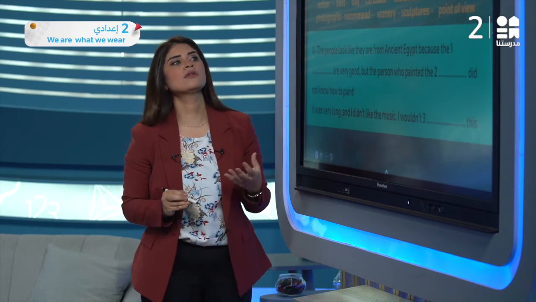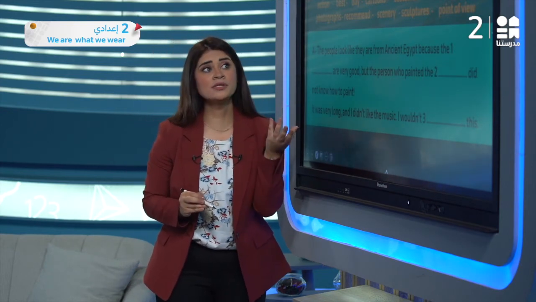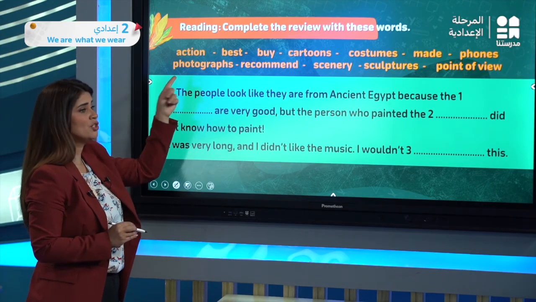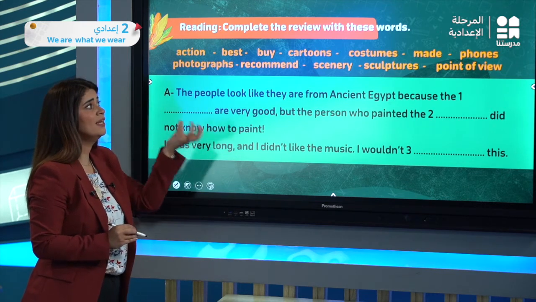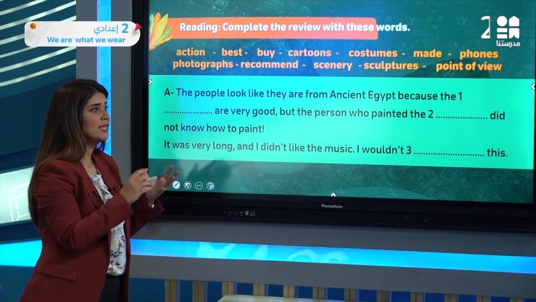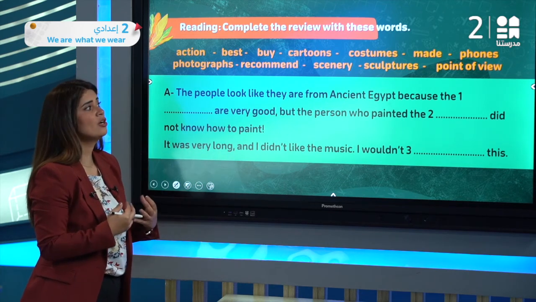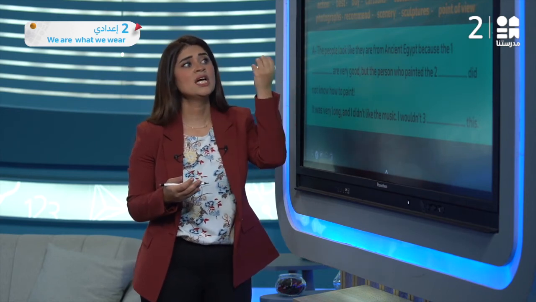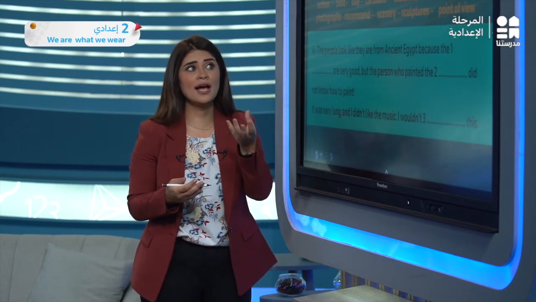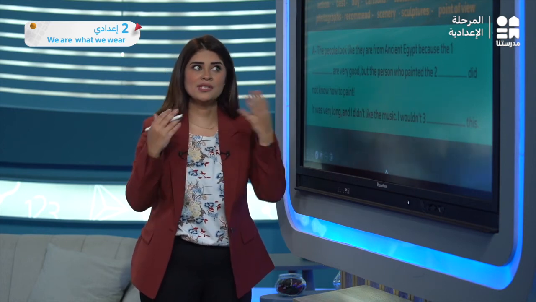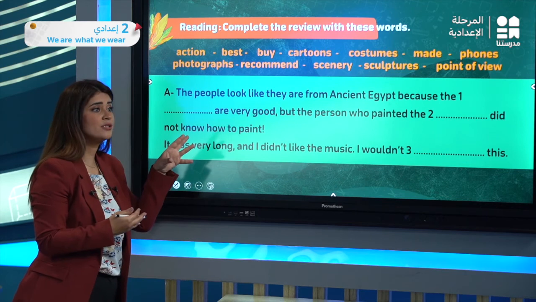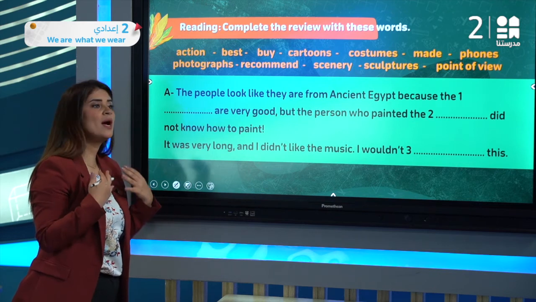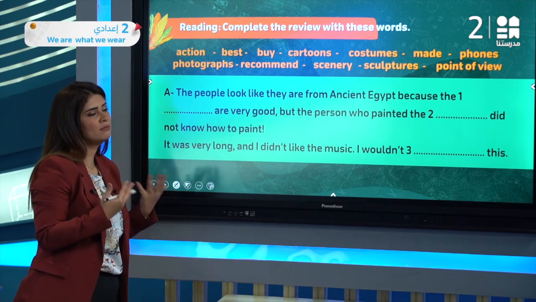Here we have a lot of words, mainly for unit 8. So we have action, قلنا الحدث, best الأفضل, buy اشتري, cartoons الشخصيات الكرتونية اللي بتترسم, costumes اللي هي الأزياء المسرحية, made مصنوع, phones طبعا is so easy, photographs is so easy, recommend يعني like suggest أو يقترح حاجة أو يوصي بحاجة, scenery and we said it already in the previous slides, sculptures can you remember sculptures? تماثيل okay and point of view like from my point of view يعني I think يعني من وجهة نظري.